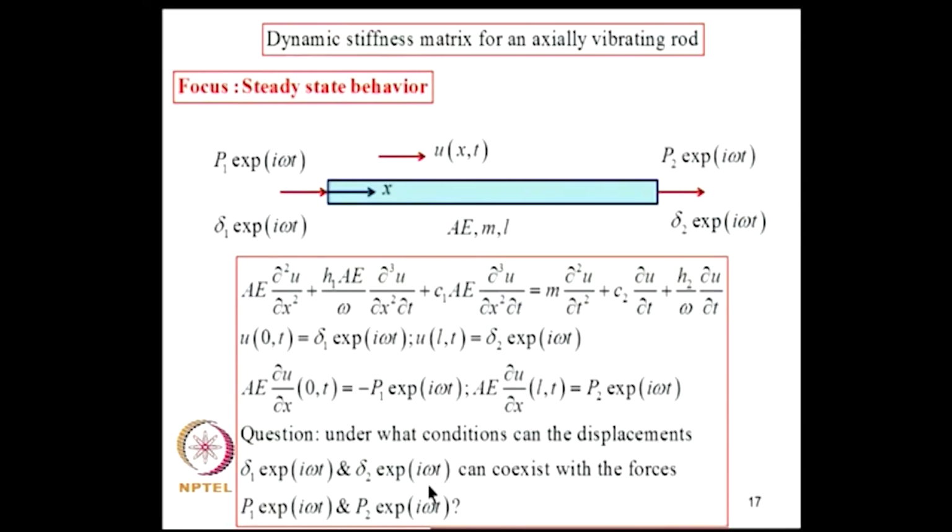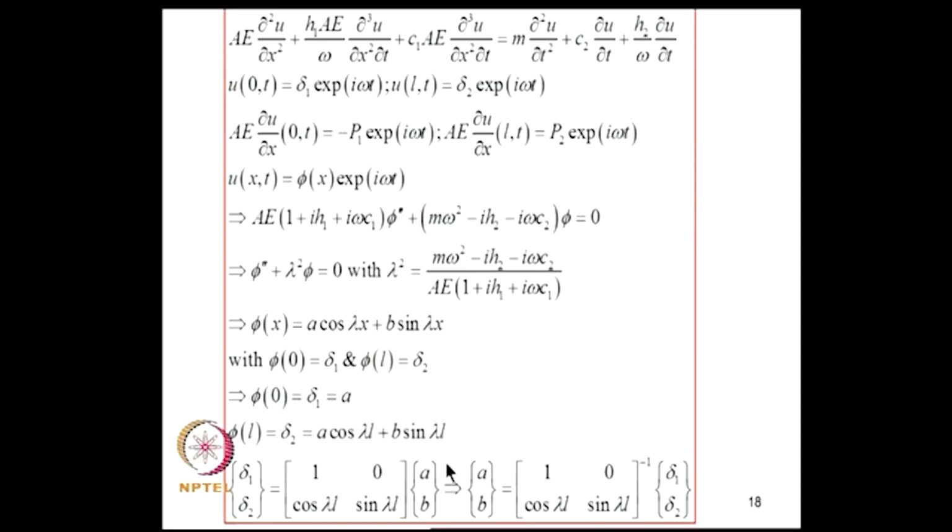That is the question. So, we will assume now the solution to be of the form phi of x e raised to i omega t. Why? Because the system is linear, it is being driven harmonically, system is linear time invariant driven harmonically, and we are interested in steady state behavior. So, such systems always display a harmonic response behavior at the driving frequency. So, the solution is of this form.